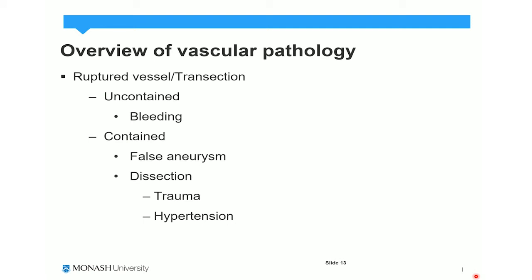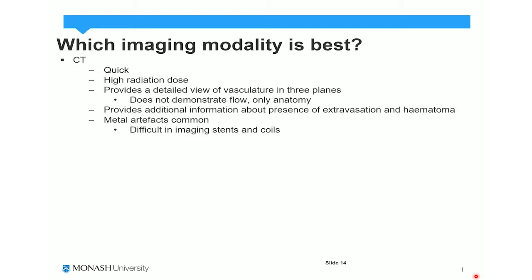When reviewing ruptured or transected vessels, uncontained ruptured vessel is often bleeding on an angiogram. A contained could be a false aneurysm or pseudoaneurysm, or a dissection down the vessel wall caused by trauma or hypertension. So which imaging modality is best to view or to diagnose vascular pathology?